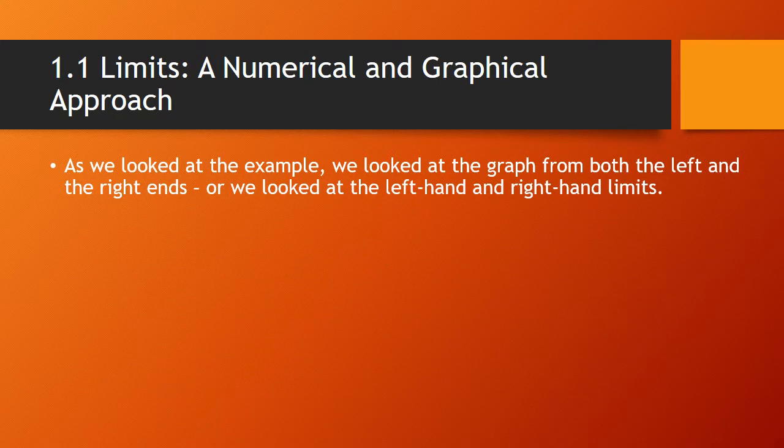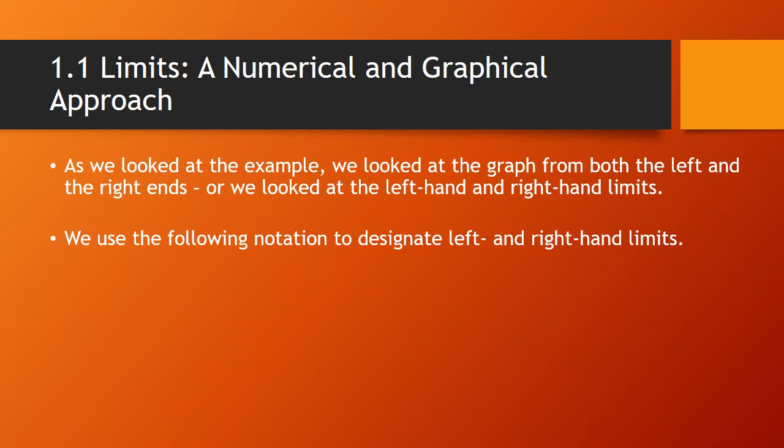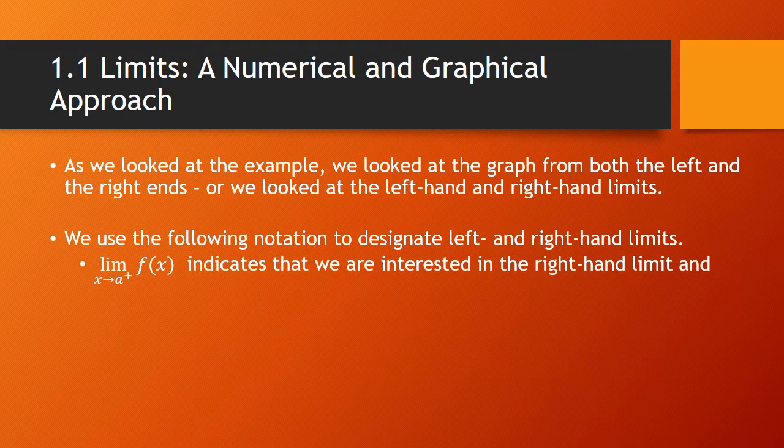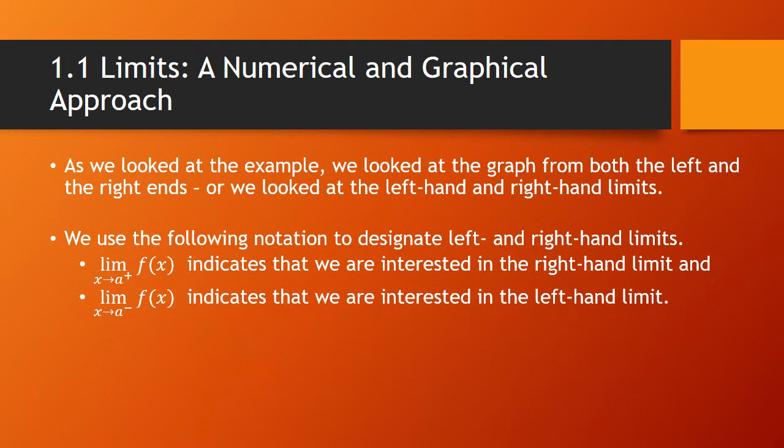Now, as we looked at the example, we looked at the graph from both the left and the right ends. In other words, we looked at the left-hand and the right-hand limits. We used the following notation to designate left and right-hand limits. Look underneath the limit. You see x approaching, and then you have a number with a little plus, kind of like a power. What that means is that we are going from the right. Think right is positive, so you're coming in towards the x value from the right of it. And that is the right-hand limit. If you have a little minus there instead, that indicates the left-hand limit. So that means you're starting to the left of the x value and coming towards it.